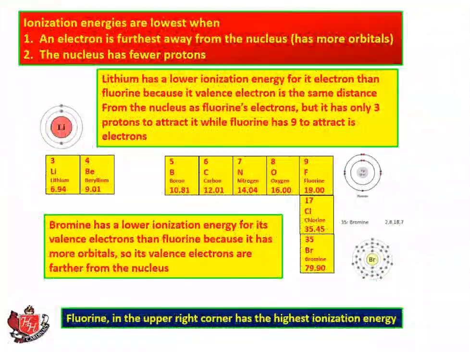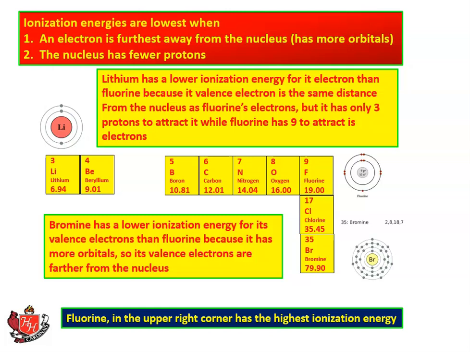Okay, so let's reason why this is. Why do ionization energies go up as you go from left to right and go up as you go from bottom to top? Ionization energies are lowest when an electron is furthest away from the nucleus, has more orbitals. So let's look at bromine down there on the bottom right-hand side. You see how many orbitals bromine has? It has 4 orbitals. That means its valence electrons are 4 orbitals out from the nucleus, and it also means there's a lot of shielding core electrons. Look at all the electrons inside of the valence orbital. That means those outside electrons are being shielded from the protons of that atom.